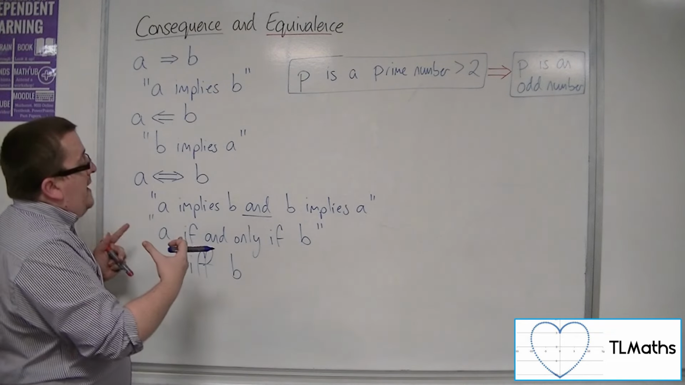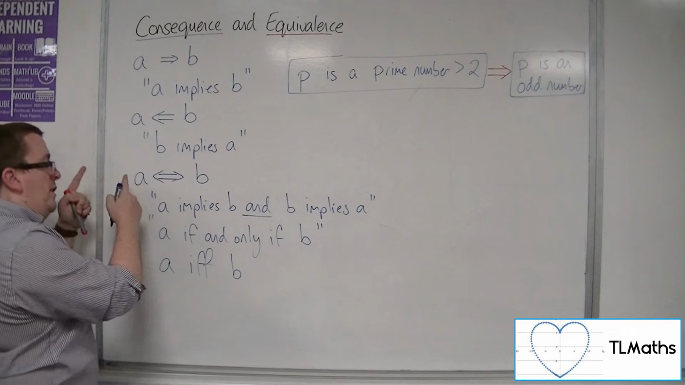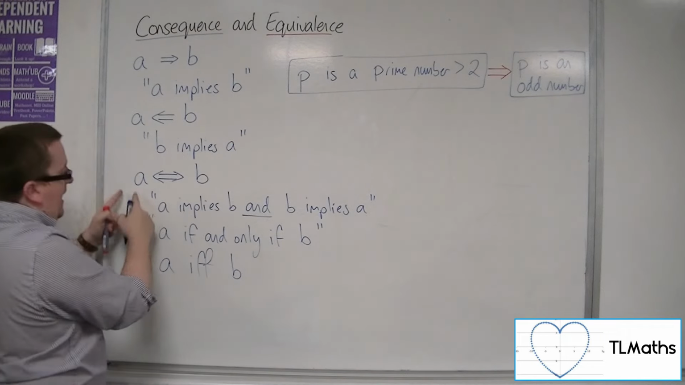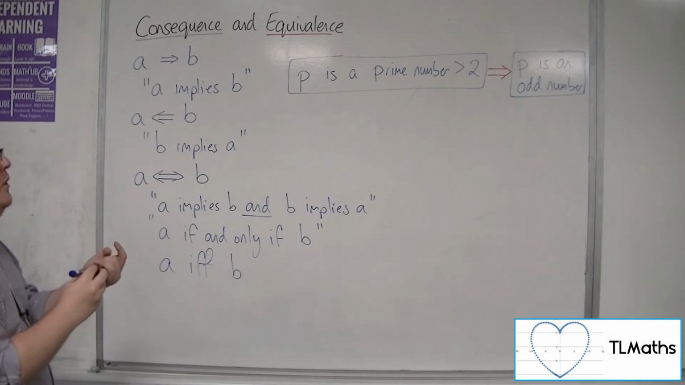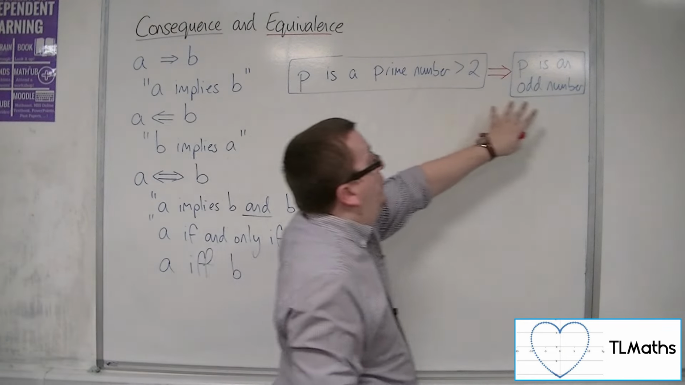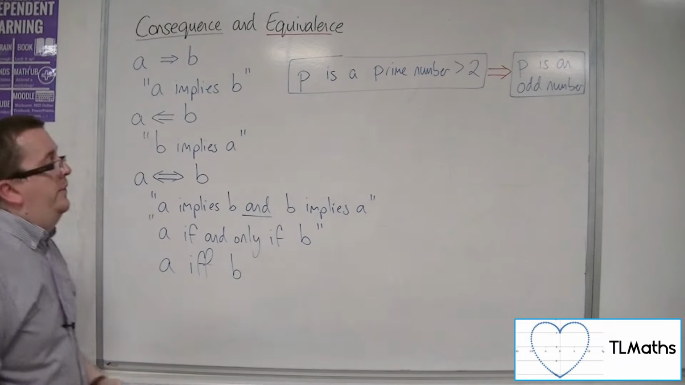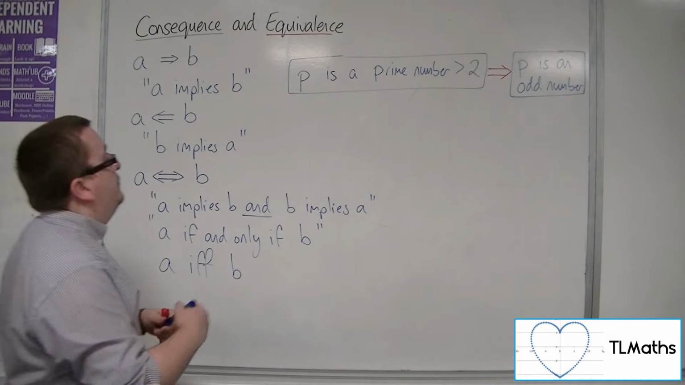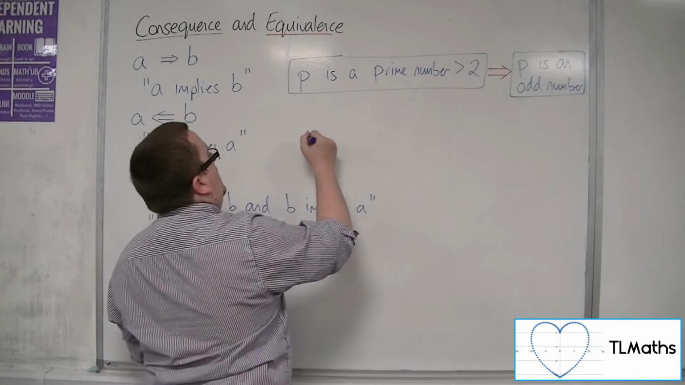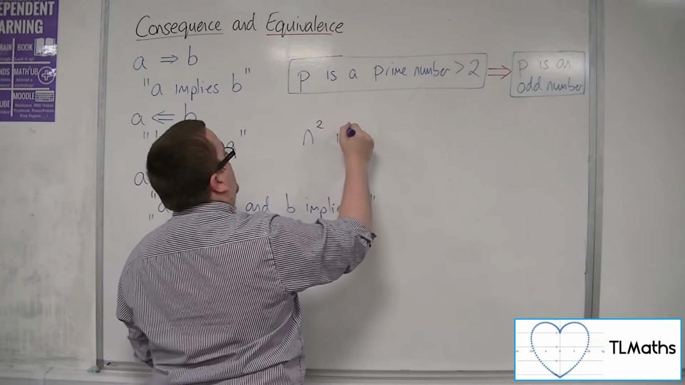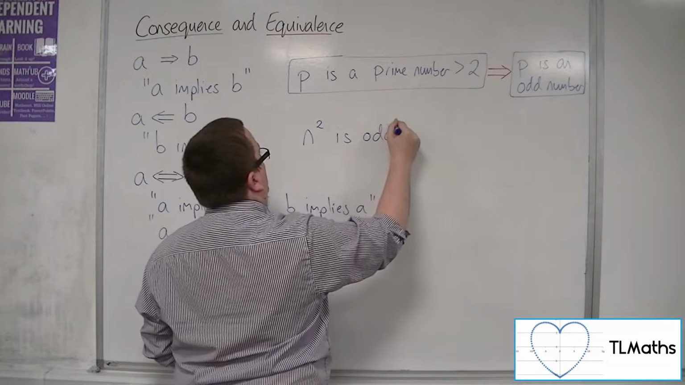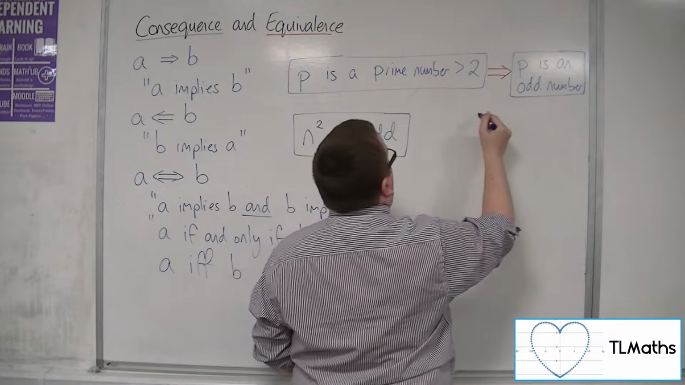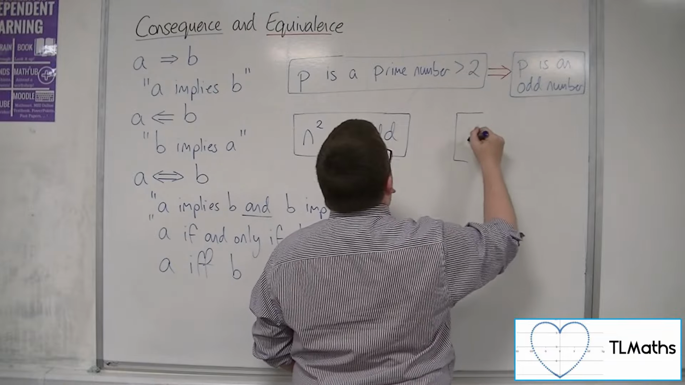So what this means is that we need to check that the logical statement works from left to right and from right to left. Okay, so in this case, there was no logical equivalence, okay? However, an example of this would be n squared is odd. That's my first statement, that's statement A. And my second statement is n is odd.